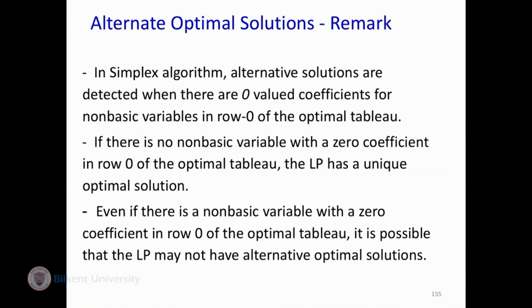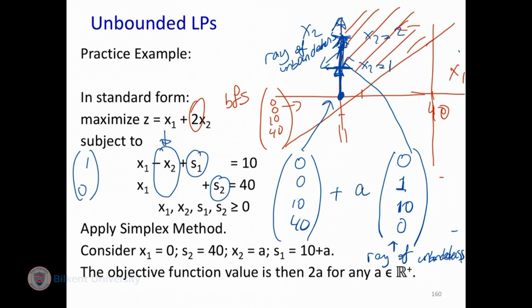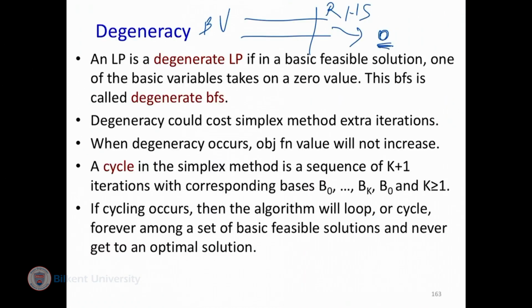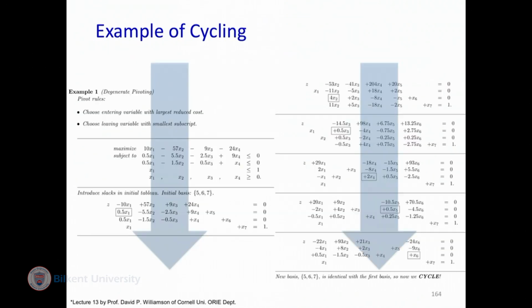And there's the problem of cycling when we have degeneracy. And this is what's happening over here. If you go through a sequence of bases, entering and leaving variables, without any change in the objective function, 0 changes in the objective function, you might end up with cycling. This is a problem, and we indeed have an example. I don't know whether you can see this. Can you see the numbers? It's in your slides. This is a very big problem.